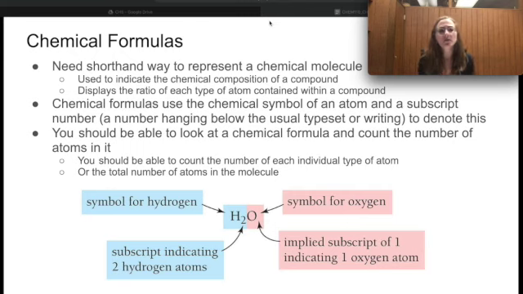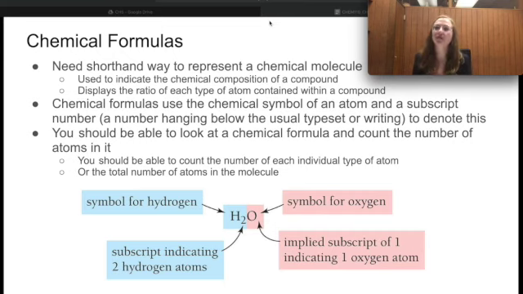So with chemical formulas, we basically need a shorthand way to represent a chemical molecule, okay? So, again, we're using that abstraction of a model where we're not individually putting all those teeny tiny atoms on our paper, to say, oh, this is CH4. We need a shorthand way to represent chemical molecules, and that way is through chemical formulas. So they're used to indicate that chemical composition.